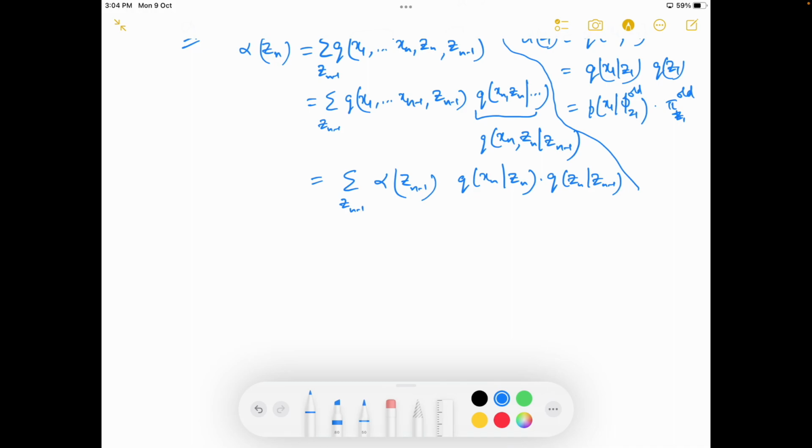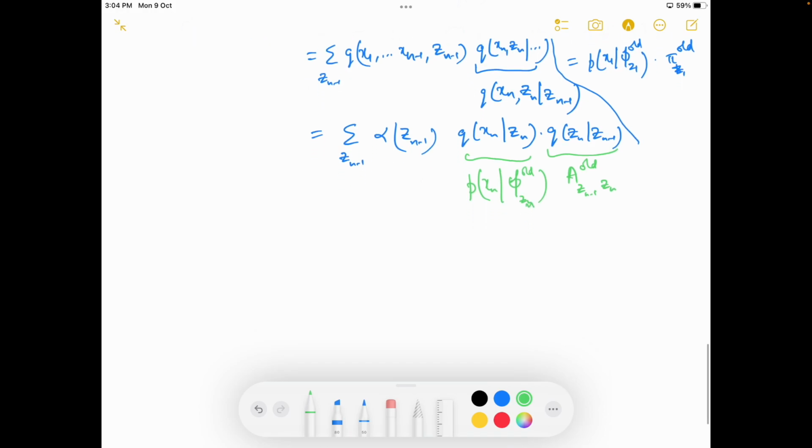Now you know what is Q of xn given Zn. This is simply the emission probability. What is Q of Zn given Zn minus 1? Transition probability. You know these numbers. You know that this thing is equal to A from Zn minus 1 to Zn. And this term is simply your P of Xn given phi of Zn, which is old. You already know these values. Okay, so in this way you can compute your alphas.